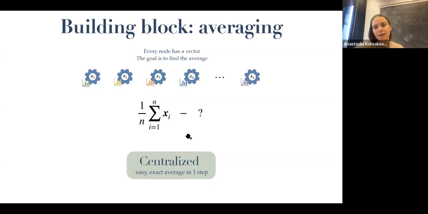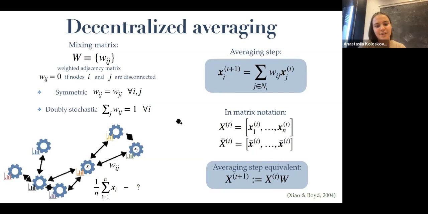So in centralized, there is no problem. And in decentralized, it's a bit different. It's not as simple. So first, let's define the decentralized topology mathematically. Assume we have some graph, like a communication graph, which we want to use.